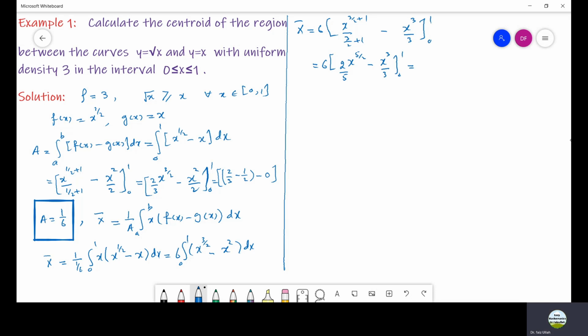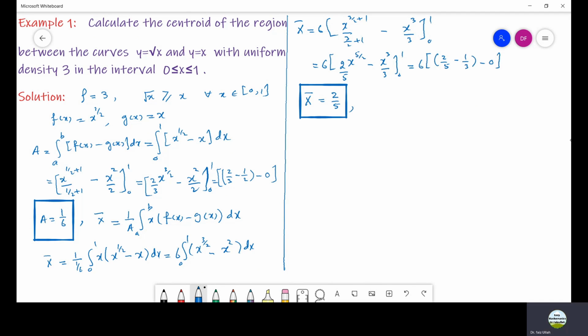Let us put the upper limit and then the lower limit. So we have 2 by 5 minus 1 over 3, and if we put the lower limit we get 0. And now let us simplify this. So if we simplify this, we have x bar is equal to 2 by 5.